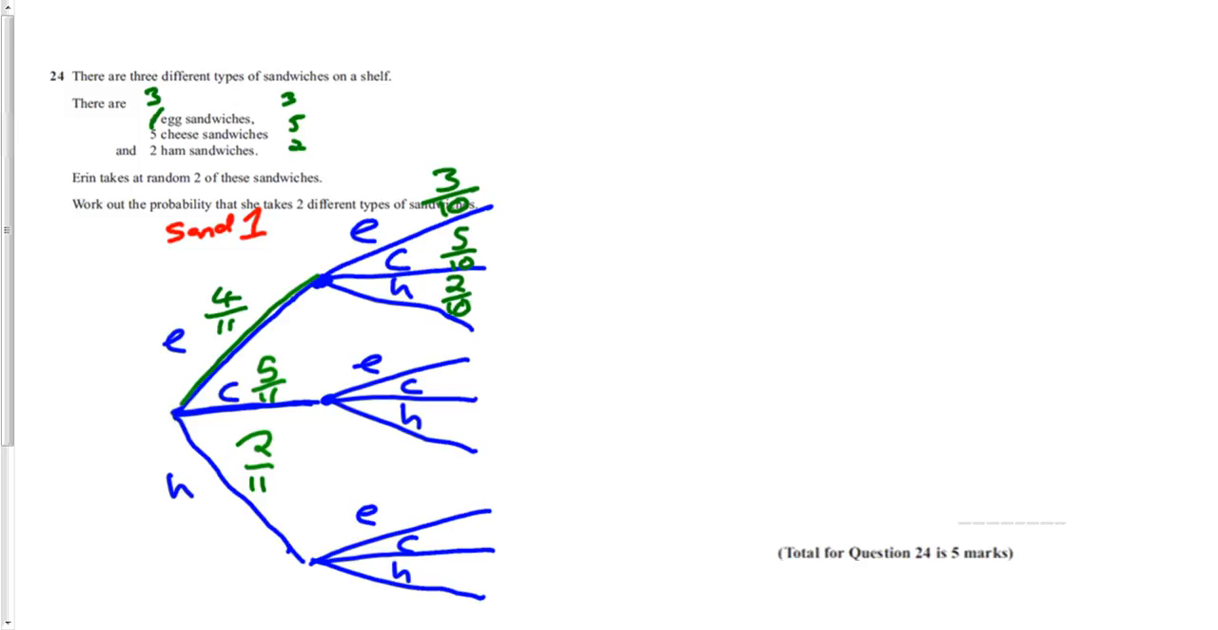However, she doesn't have to take an egg sandwich. She could have taken a cheese sandwich. So now we're going to find the probabilities if she'd taken a cheese sandwich first of all. Therefore, there's only 4 cheese sandwiches left. So there are still 4 egg sandwiches. But because there's 4 egg, 4 cheese, and 2 ham, there's still only 10 sandwiches because we've already taken one. So the egg sandwiches will be 4 out of 10. There'll be 4 cheese sandwiches, which will be 4 out of 10. And there's 2 ham sandwiches, which will be 2 out of 10.